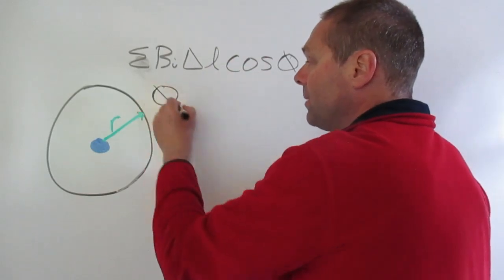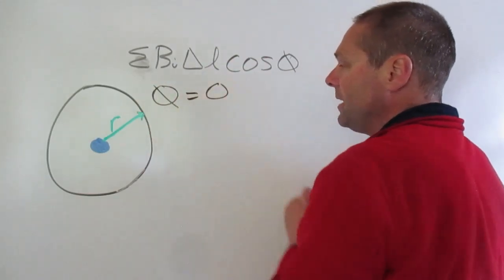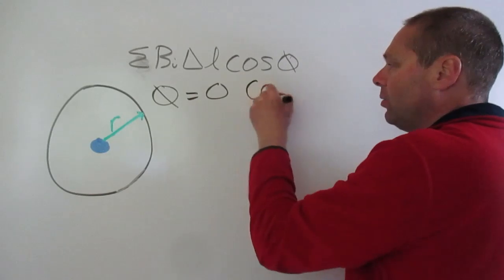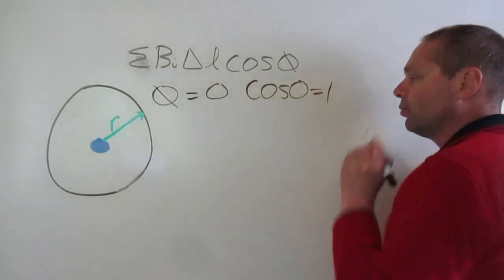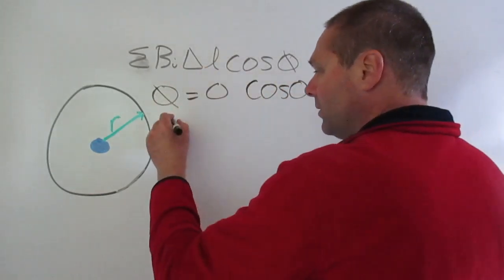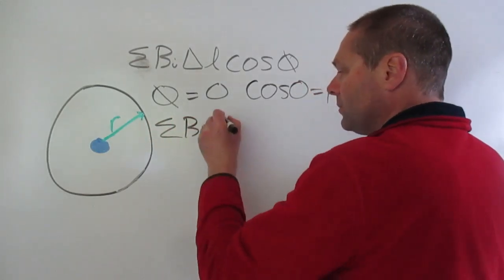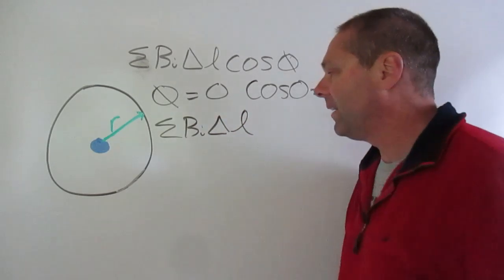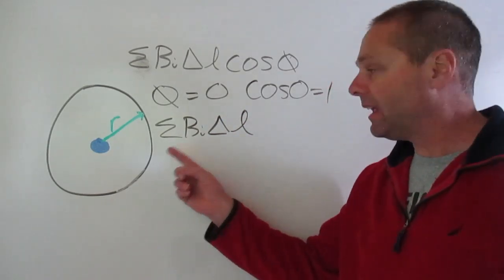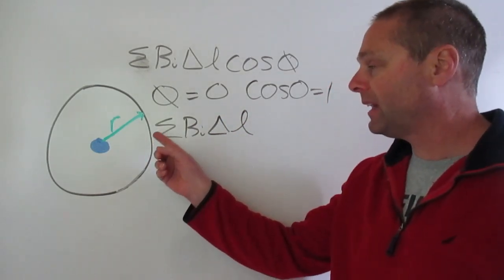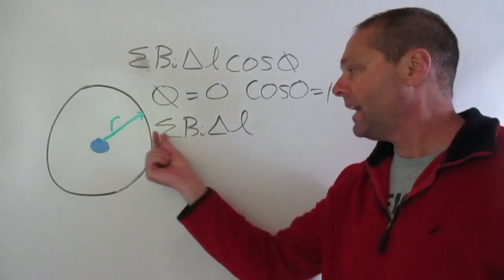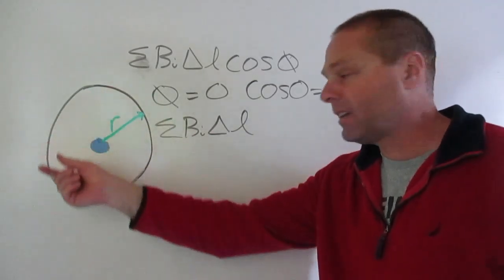Now if they're going to be parallel, phi is going to be equal to 0 and the cosine of 0 is equal to 1. And so now our Ampere's law becomes just the sum of the individual magnetic fields over that increment of length around the circle.